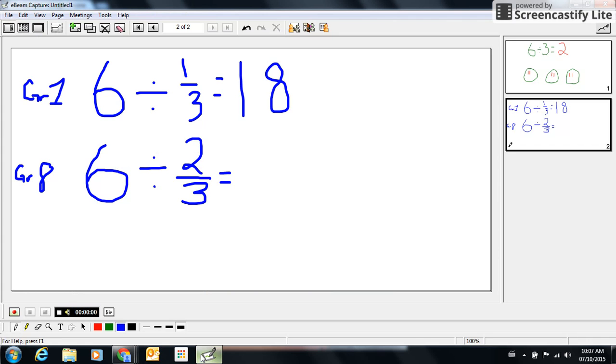So if I go back here, I can say my answer would be 9 to this question. So if you had 6 pizzas and we cut them into 2 thirds, we would get 9 slices out of that. So interesting. 9 is half of 18. Something to think about. Okay, one last scenario here.